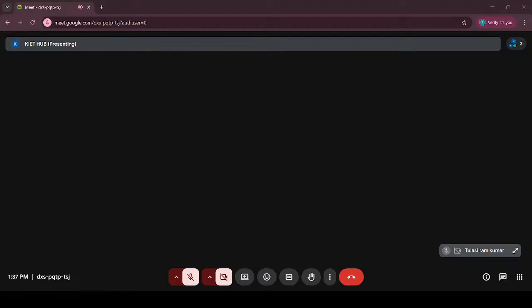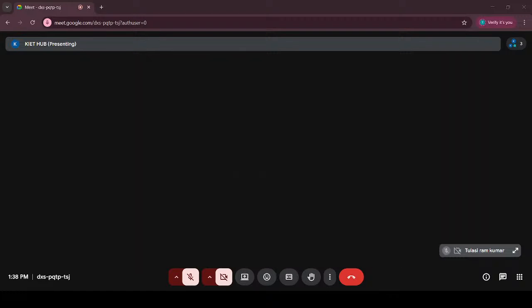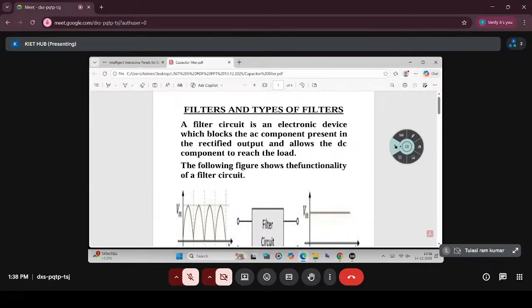A filter circuit is an electronic device which blocks the AC component present in the rectified output. What is the rectified output? AC plus DC. Rectified output is a pulsating DC, which consists of AC component plus DC component. So we are blocking the AC component. That is known as filter.